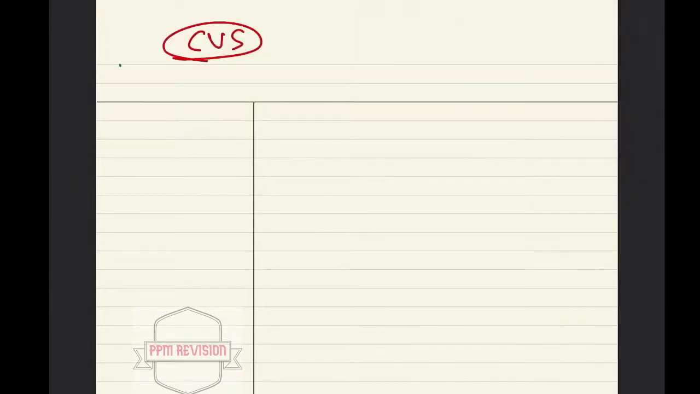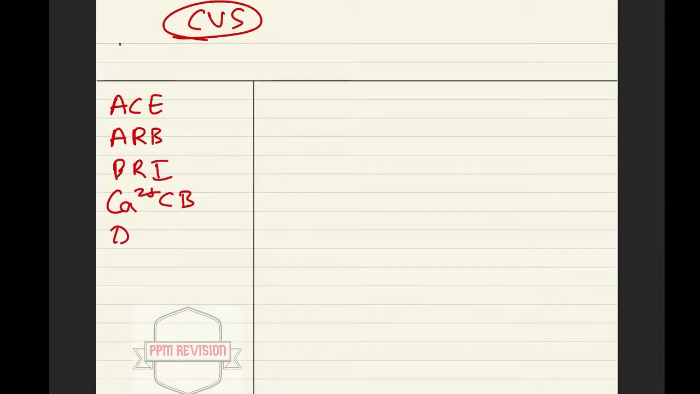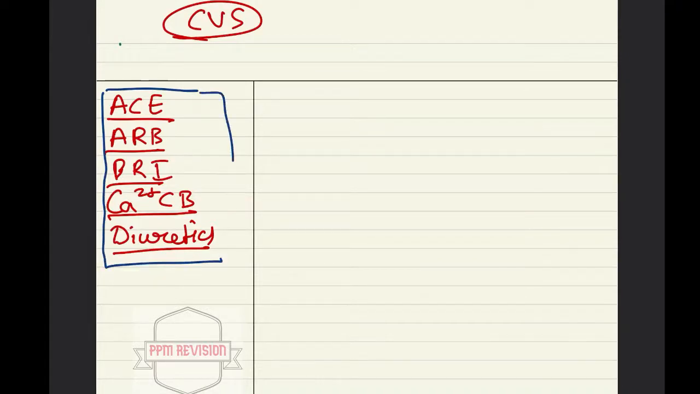Okay, so firstly, in CVS, the headings we need to know are ACE inhibitors, ARB, that is angiotensin converting enzyme inhibitors, angiotensin receptor blockers, direct renin inhibitors, and important calcium channel blockers. Okay, and also there are some important diuretics that need to be known. So these are some important topics, and if you're wondering about the classification, it has already been given in the previous video, so you can look at it as well.